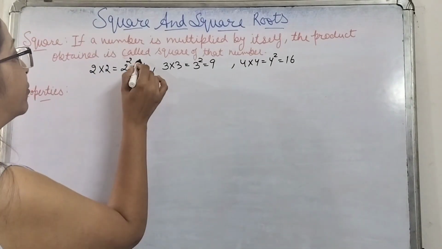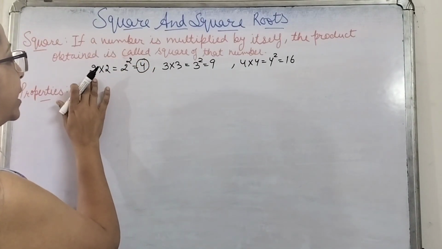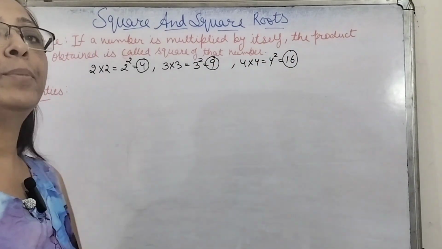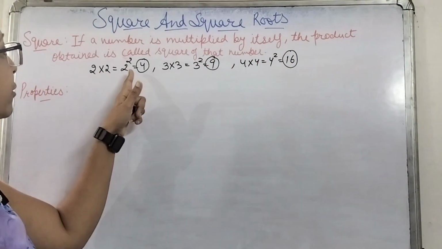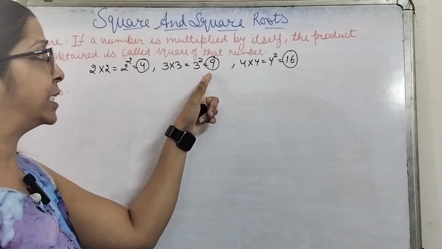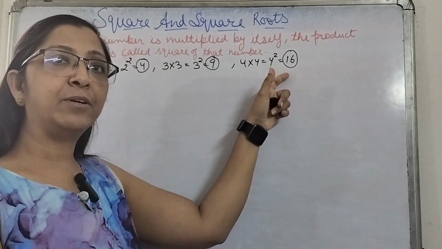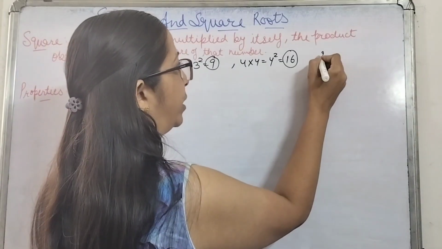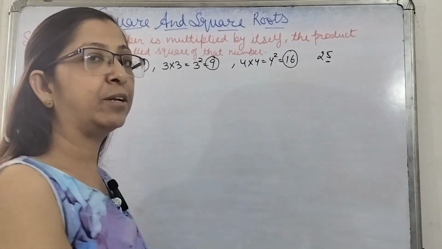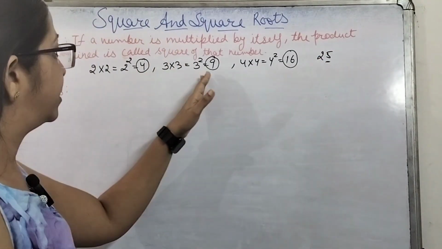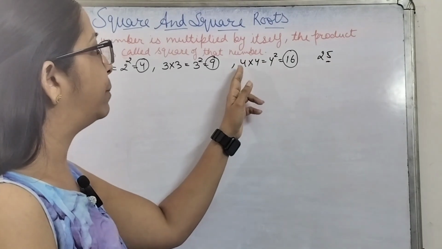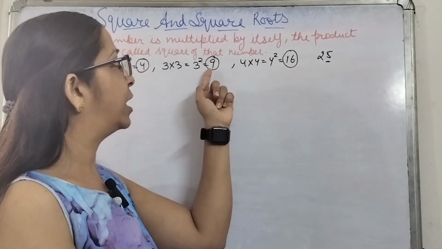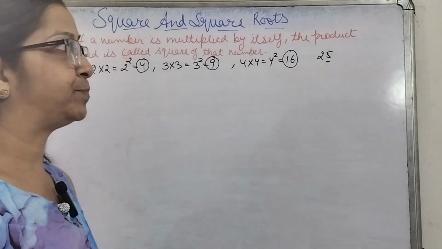The numbers we get by multiplying any number by itself are known as perfect squares. Here, 4 is a perfect square, 9 is a perfect square, 16 is a perfect square. Similarly, multiplying 5 by 5 gives 25, so 25 is a perfect square. All these numbers, which we get by multiplying a number by itself, are known as perfect squares.